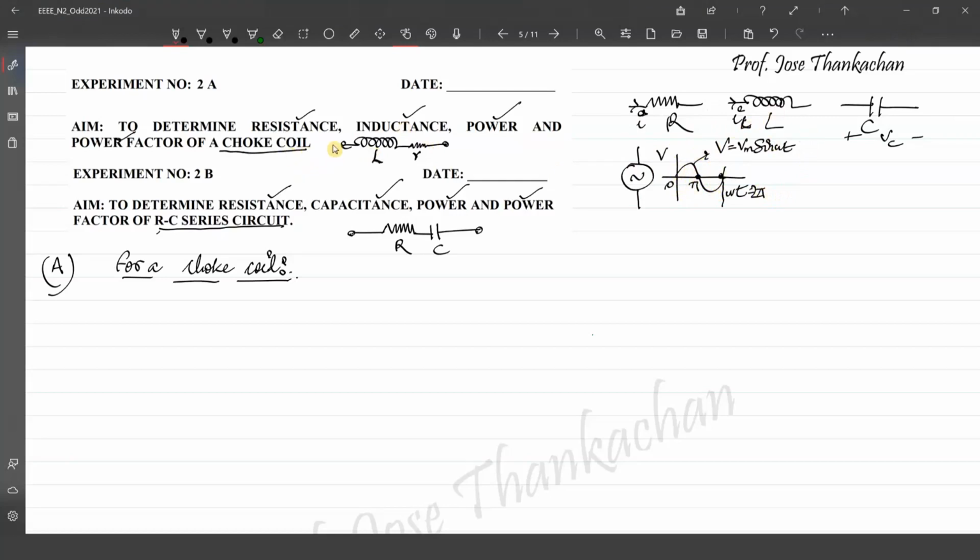So what is our circuit initially? Let me just draw that. A choke coil, as I told you, is nothing but an inductive coil. But since it is a bigger choke coil, it will have some small amount of resistance present in the coil. So I'm calling this small r, the resistance of this coil, and the inductance value L. This is a representation of a choke coil.